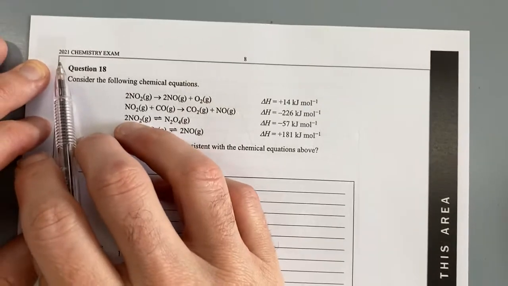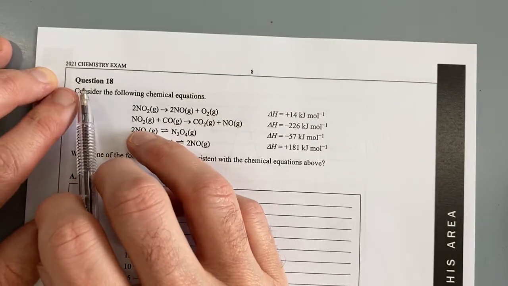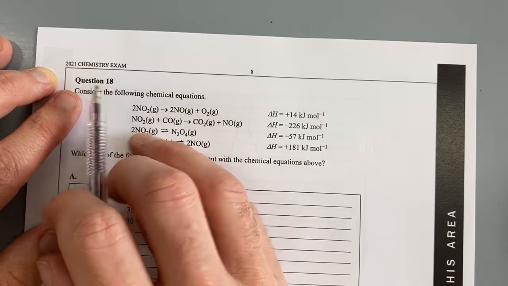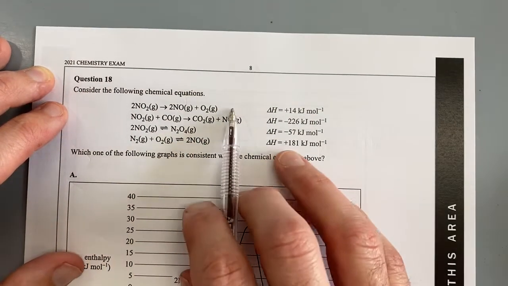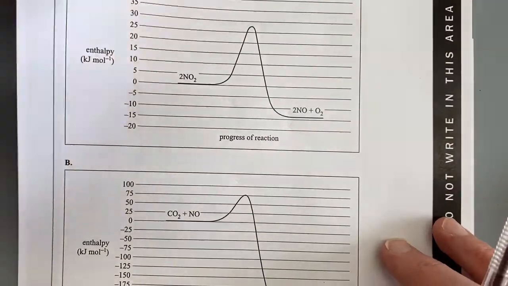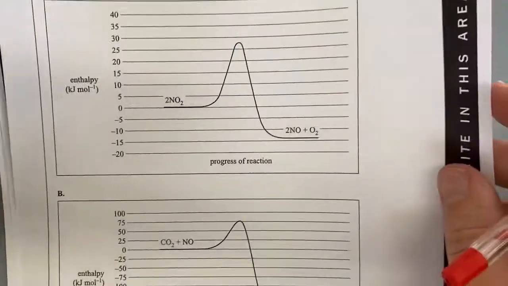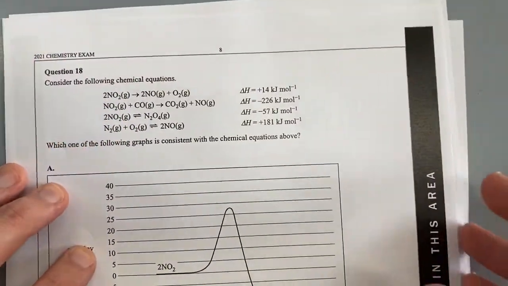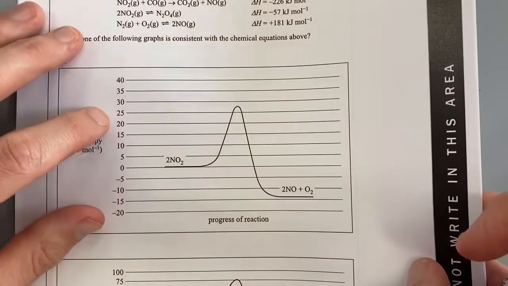Okay, VCAA 2021 exam question number 18 for chemistry. We have these following equations, and then we've got a lot of graphs over 2 pages. Which of these is consistent with what we've got up here? Let's have a look at the first one and let's try and mash that out.